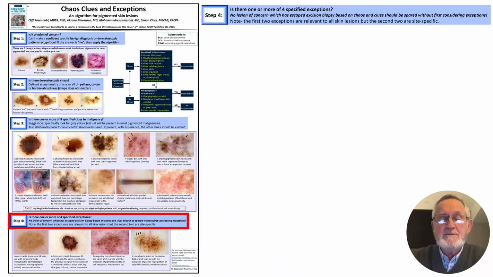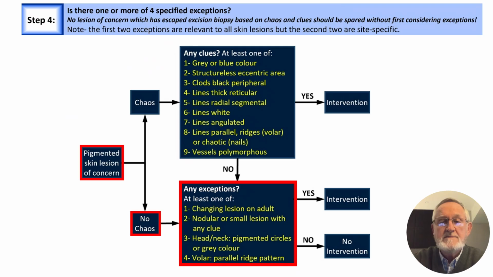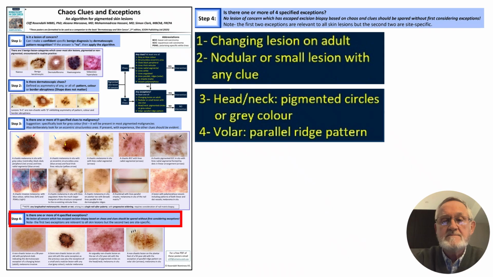Finally, we come to step 4. Is there one or more of 4 specified exceptions? Step 4 is reserved for lesions which have escaped excision biopsy based on chaos and clues. Firstly, this can happen when a lesion of concern does not have chaos. Secondly, it can happen when a lesion of concern is chaotic but doesn't have any of the 9 clues to malignancy. The first 2 exceptions apply to any lesion, whereas the second 2 apply to site-specific lesions, firstly on the head or neck and secondly on the palms and soles.